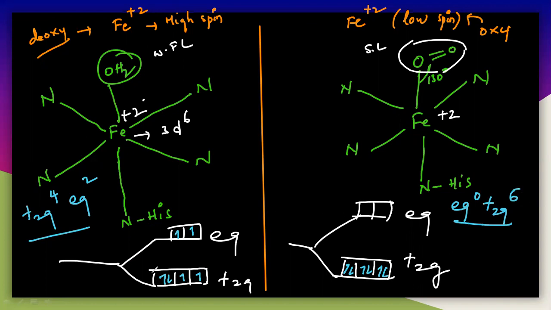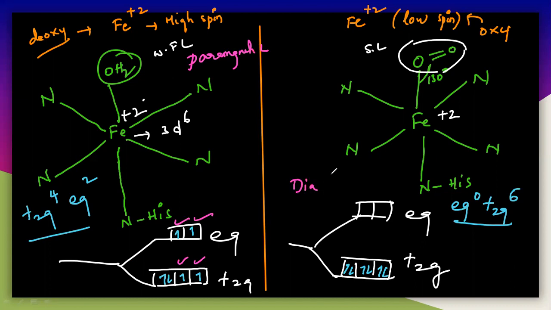Here you will get 4 unpaired electrons. Look, there are 4 unpaired electrons here, 1, 2, 3, 4. But here there is no unpaired electron. So whenever there is a lone electron, not an electron pair, you will get paramagnetic behavior. So this is paramagnetic behavior and this shows diamagnetic behavior.